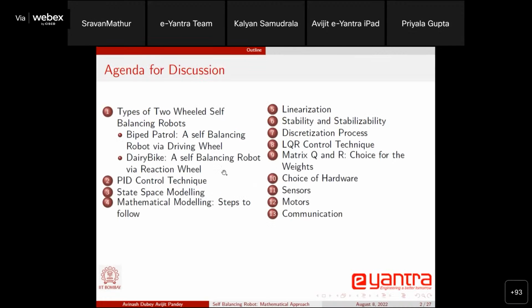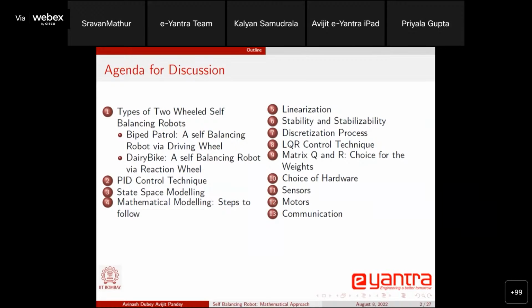Our agenda for the discussion: we'll see that there are two types of self-balancing robots which we can make, and what the PID control technique is, if you are not aware, and what advantages this PID control technique brings. Then we'll look into the state space modeling, and then we will see how to proceed from the PID control technique to the LQR control technique, where we will need some mathematical modeling.